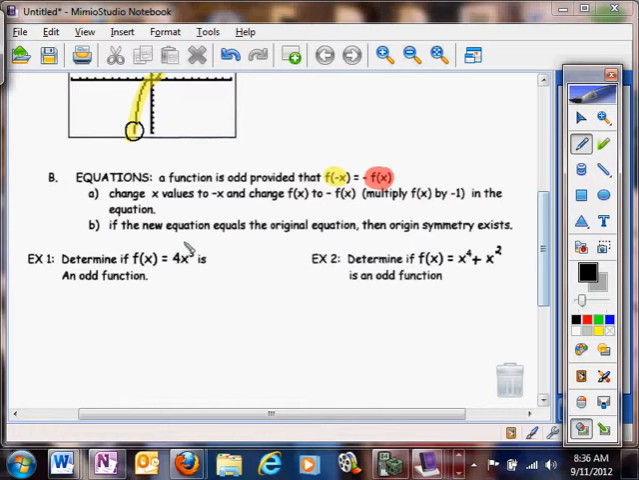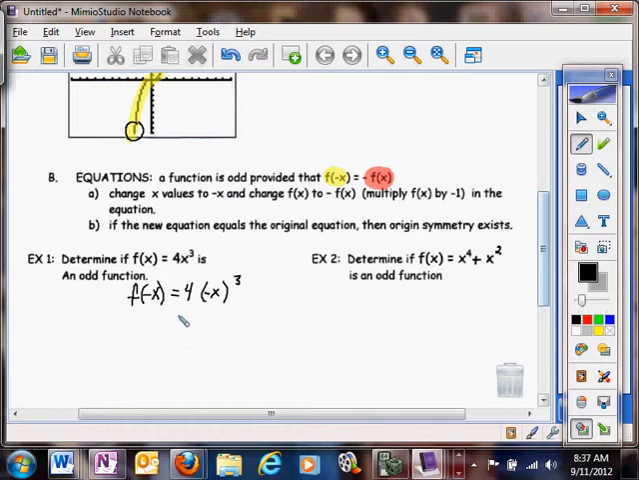Okay, so what you want to do is both things. You want to change x values to negative x, and we want to multiply f of x by negative 1 at the same time. So there's two things that are going to happen here. So if we have example 1, f of x is equal to 4x to the third, the first thing I want to do is replace every x with a negative x. And again, I start by rewriting my function using a set of parentheses everywhere I have an x, and then replacing that x with negative x.